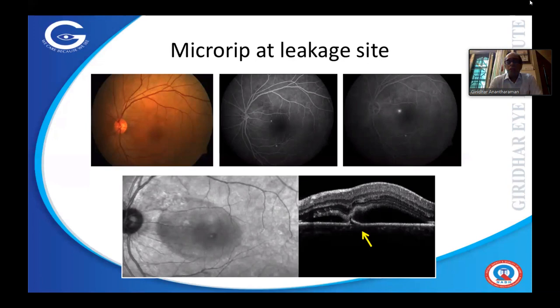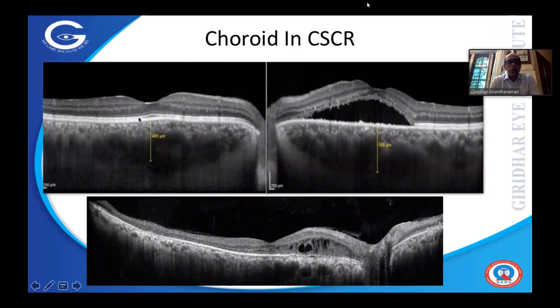So we looked at the serous macular detachment, we looked at the pigment epithelium, now we are moving into the choroid. As you are all aware, the choroid is thickened in central serous chorioretinopathy, what we call a pachychoroid disease. And this is again a very important feature. Now, it's also important to note that even in the fellow eyes, which do not have the disease, there is a thickened choroid. This again has been reported in literature.